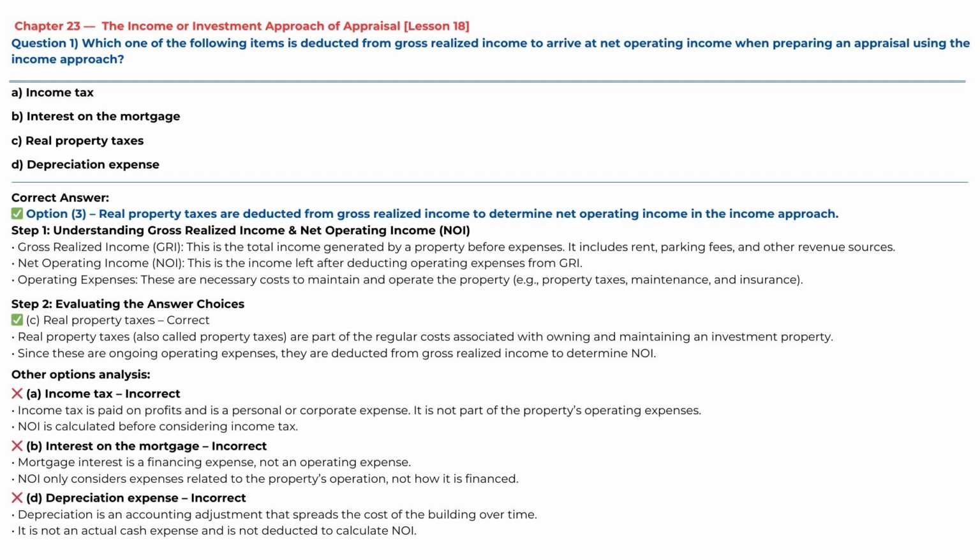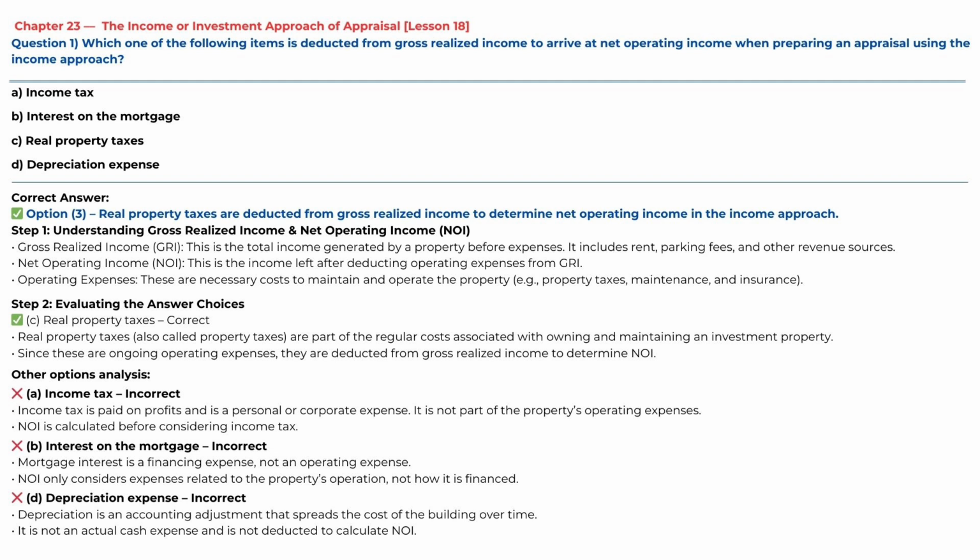Other options analysis. A. Income tax, incorrect. Income tax is paid on profits and is a personal or corporate expense. It is not part of the property's operating expenses. Net operating income is calculated before considering income tax.